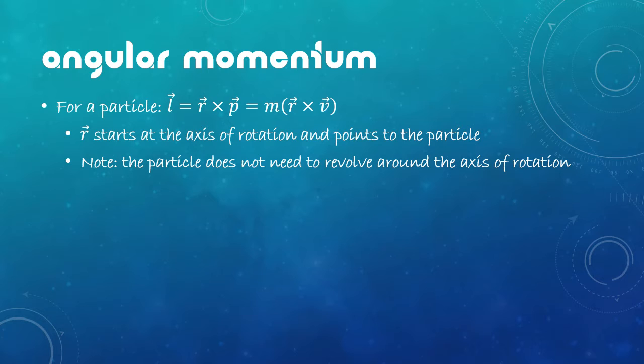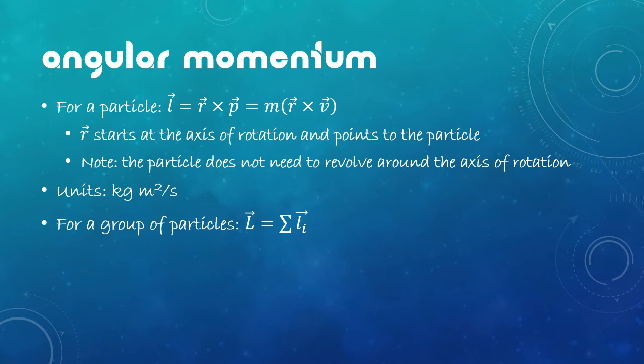Now, as we know, all of the objects we study are not particles. And so we can talk about having a group of particles. And in that case, we'd use a capital L for our angular momentum, and it's just the sum of the angular momentums of each individual particle.